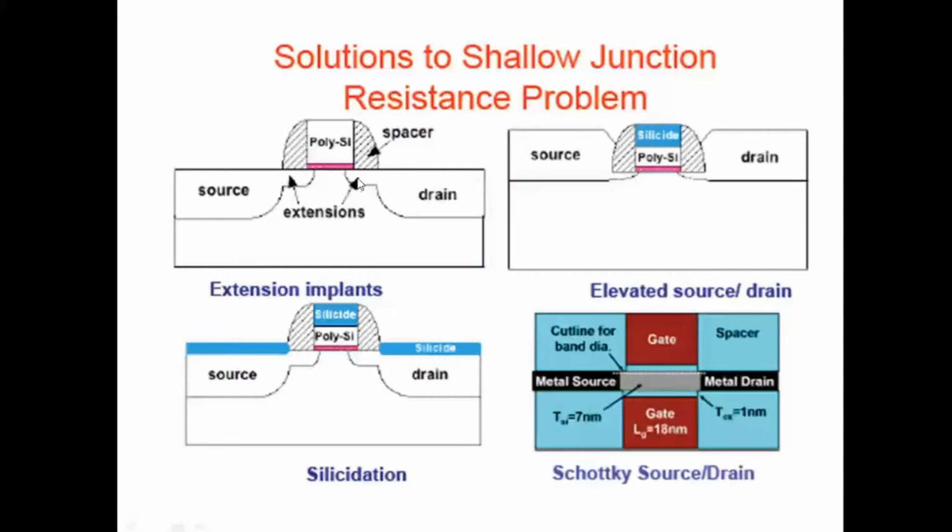So one of the solutions is to make shallow source drain towards the gate, and normal drain and source away from the gate. This is why we get these two extensions of source and drain very close to the gate. The second solution is to fabricate source and drain which are elevated compared to a normal MOSFET fabrication. The third solution is to have silicide deposited on the source and drain to improve the contact resistance. The fourth solution is to replace the source and drain by metallic source and metallic drain, also known as Schottky source drain MOSFET.